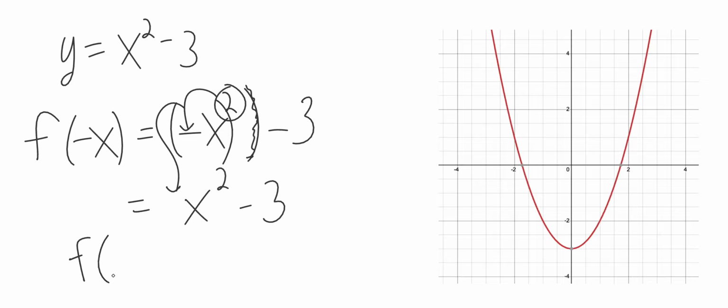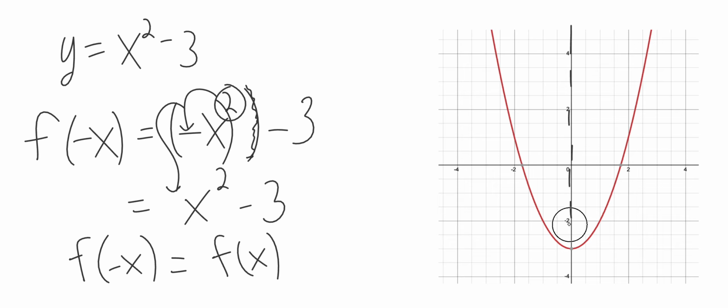Because the opposite produces the same output as the original input. So if I input x, I get the same thing as inputting negative x. That's where I'll see symmetry over the y-axis.